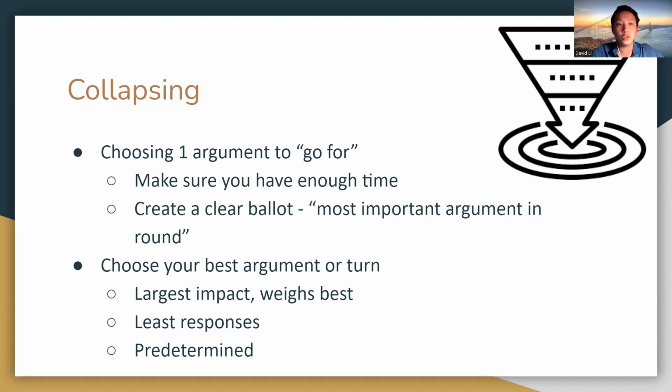So as listed on the slideshow here, the main goal of collapsing is creating a clear ballot. You want to make sure the judge understands what the most important argument in the round is. That's going to be the argument that you collapse on.